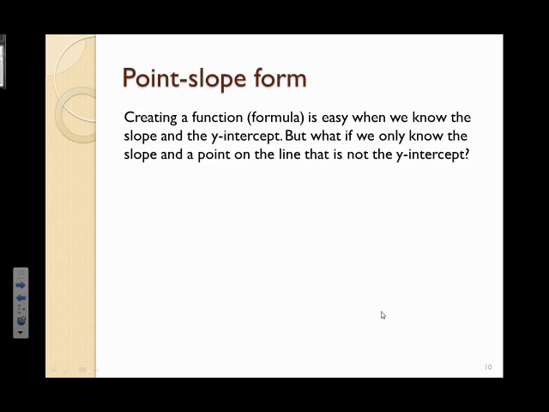Now, going back to the point-slope form of an equation, if we wanted to create a function, which is a formula, it's easy to do if we know the slope and the y-intercept. We just did that in the last problem. But what if we only know the slope and a point on the line that is not the y-intercept? So, for example, if we knew that the slope was 3, and we had a point at (2, 5), could we create a formula for this?